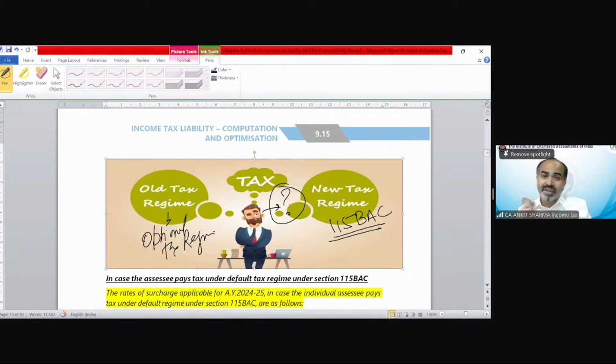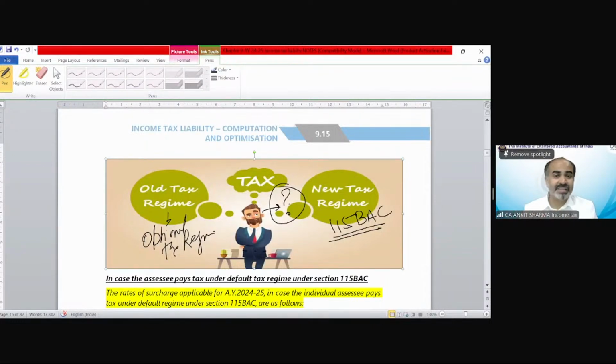There are more things, like if you are a salaried person, which exemption you have to leave if you are going for the default tax regime. You should know that. It is not only the rates, it's a very complicated provision. Suppose you think that rates of tax are less in the default tax regime because up to 7 lakh we do not need to pay anything, and under the optional tax regime, only 5 lakh is exempted.